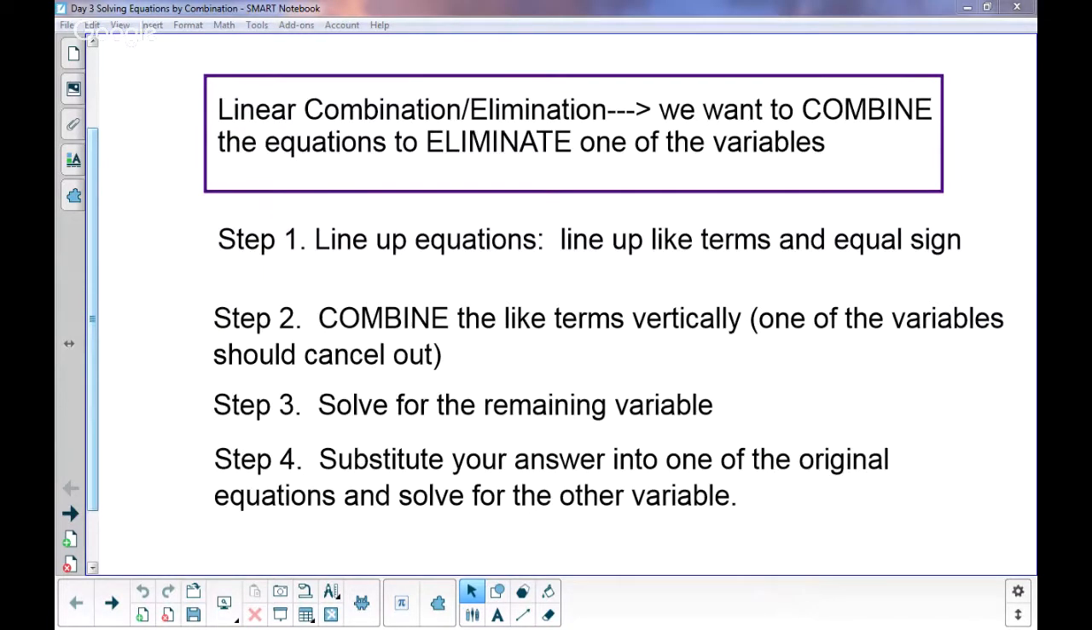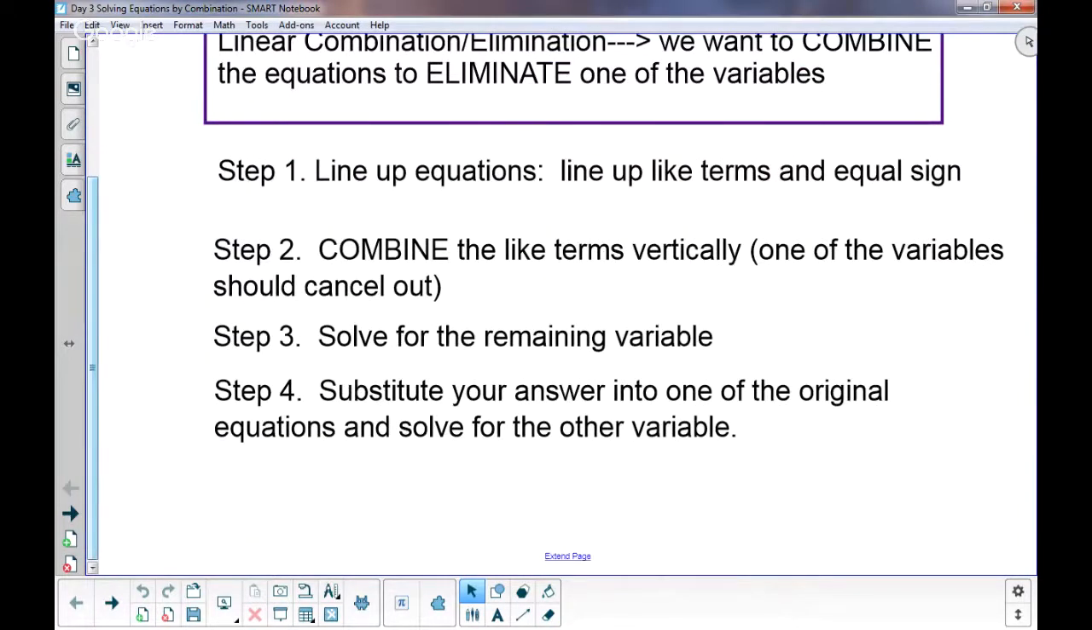This is where it comes from. So we're combining the two equations, and we're going to get rid of one of the variables, either x or y. So our basic steps here are step one, line up the equations. What we mean by that is you're going to line up like terms. Your x's are all going to be one on top of the other. Your y's will be on top of each other. Your equal signs will be in the same place, and your numbers.